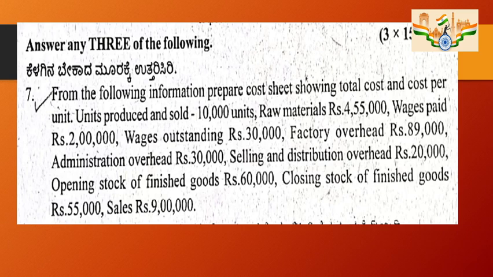Okay. Now move to question number 7, that is 15 marks question. From the following information, prepare cost sheet showing total cost and cost per unit. Okay. So please analyze the problem, what they have given in the problem. Units produced and sold 10,000 units.